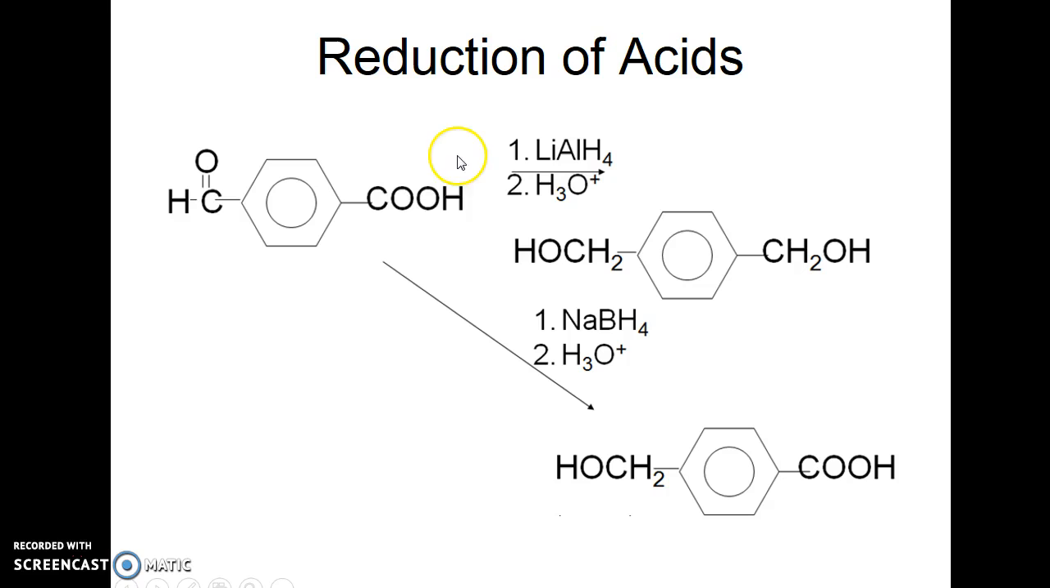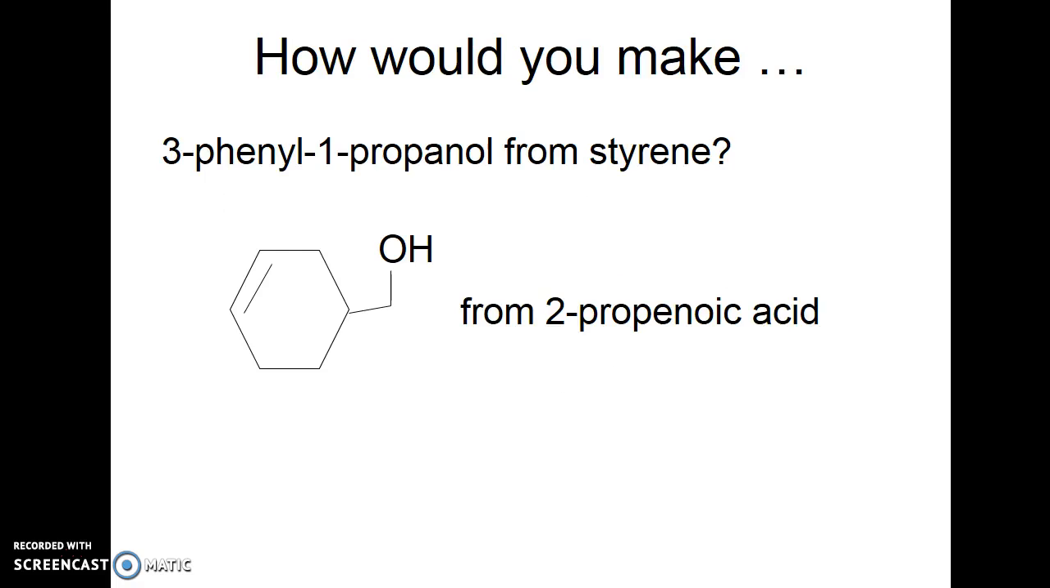If we use lithium aluminum hydride, we will reduce carbonyls, and so here the carboxylic acid is being reduced to an alcohol, but so is the aldehyde. Now we can, using sodium borohydride, a weaker reducing agent, leave the carboxylic acid intact and just reduce the aldehyde. And if we were going to be covering it, borane would reduce the carboxylic acid and not reduce the aldehyde. But again, we're not going to be covering borane reduction. But keep this in mind, the selectivity difference between lithium aluminum hydride and sodium borohydride.